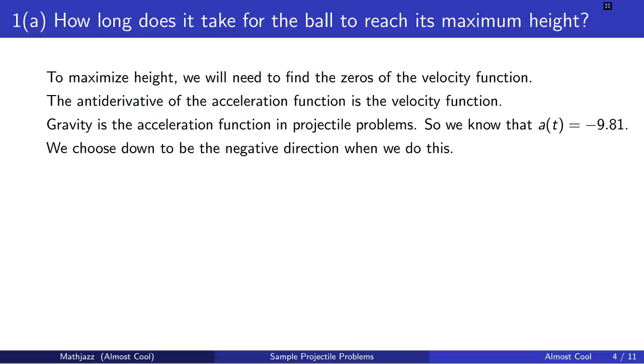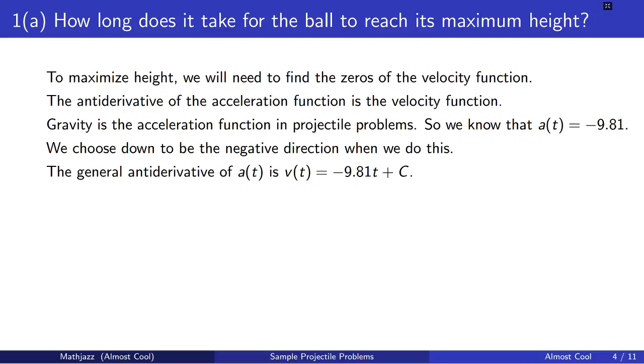We take the antiderivative to get v of t equals negative 9.81 t plus c. Note that we are actually making a choice here in this problem of having down be the negative direction. This is a very typical orthodox way of doing these problems. You could get the same answers if you chose up to be the negative direction, so long as you were consistent in your choice of up being negative. But we're going to do this problem in the most typical way possible.